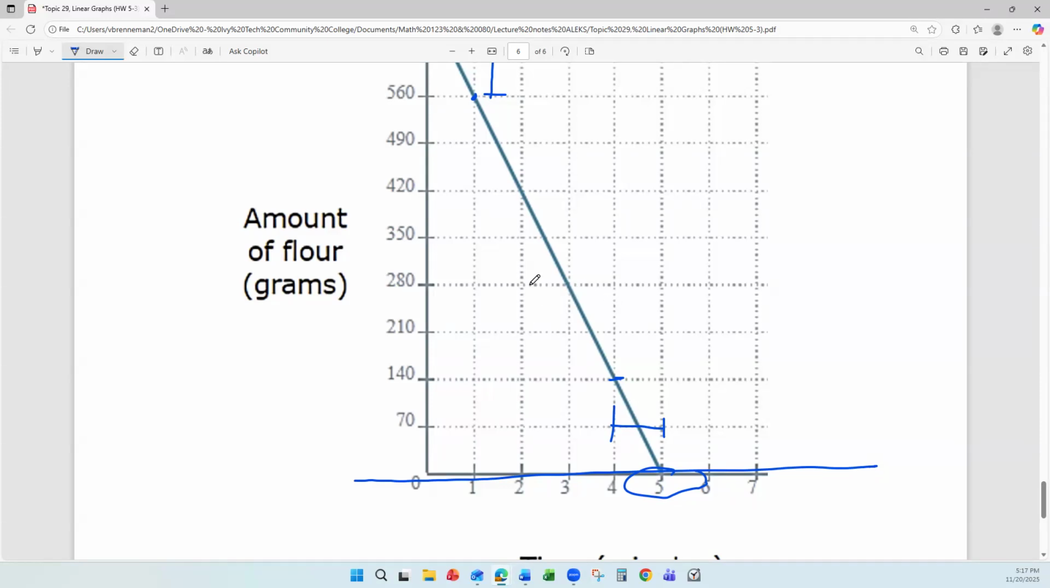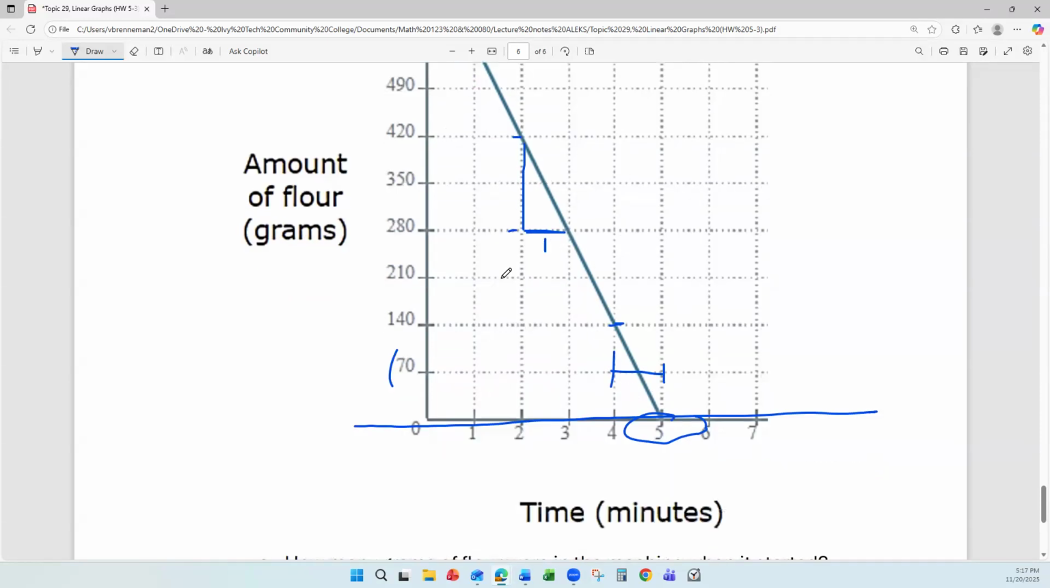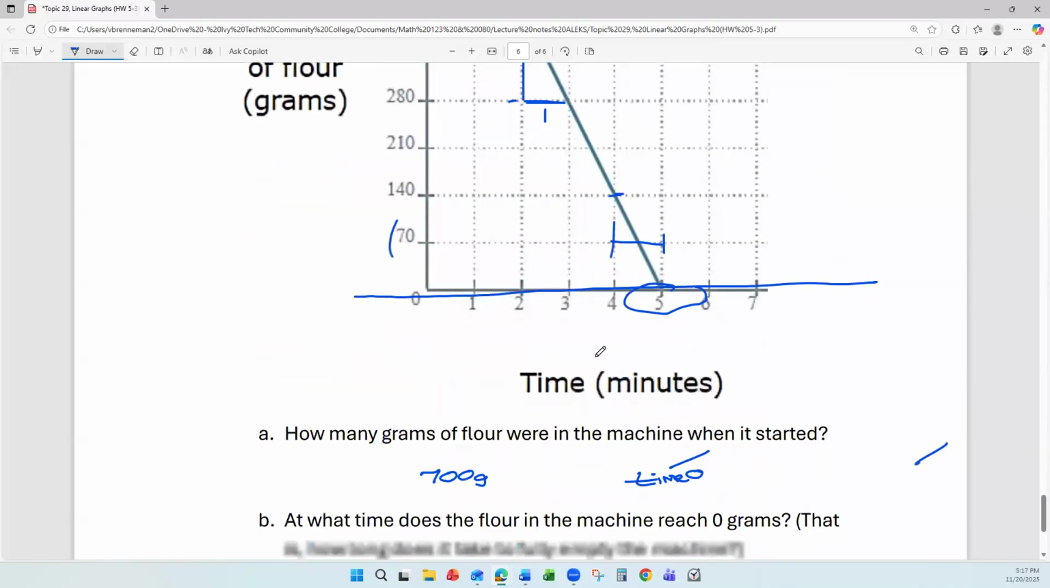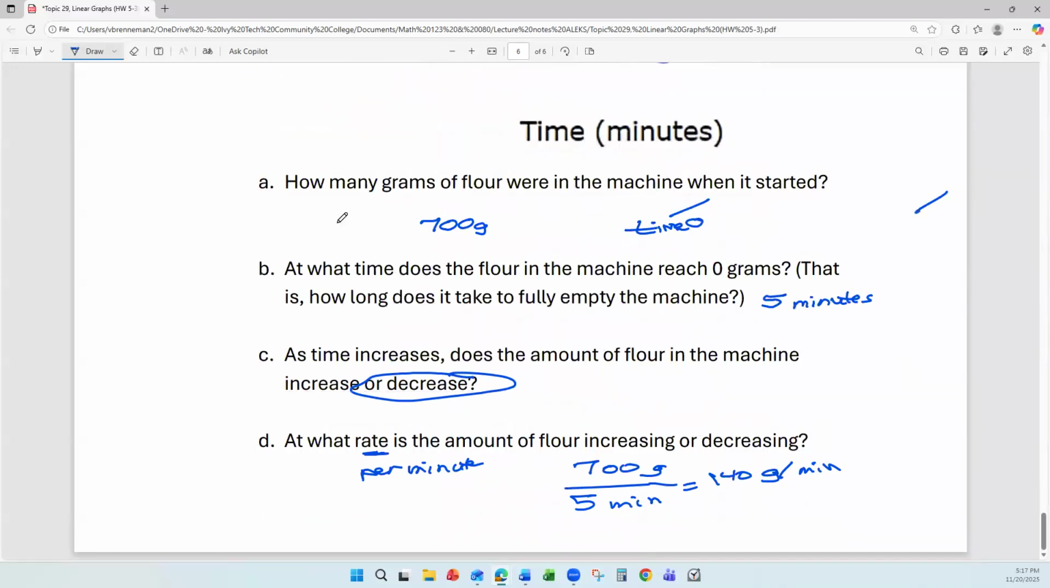You might look at, for 1 unit horizontally, that's 2 squares, and each square is 70 units vertically. So 2 of those is 140. So 2 times 70, or maybe a subtraction, or dividing the whole 700 by the 5 minutes, various ways to come up with that 140 grams per minute.